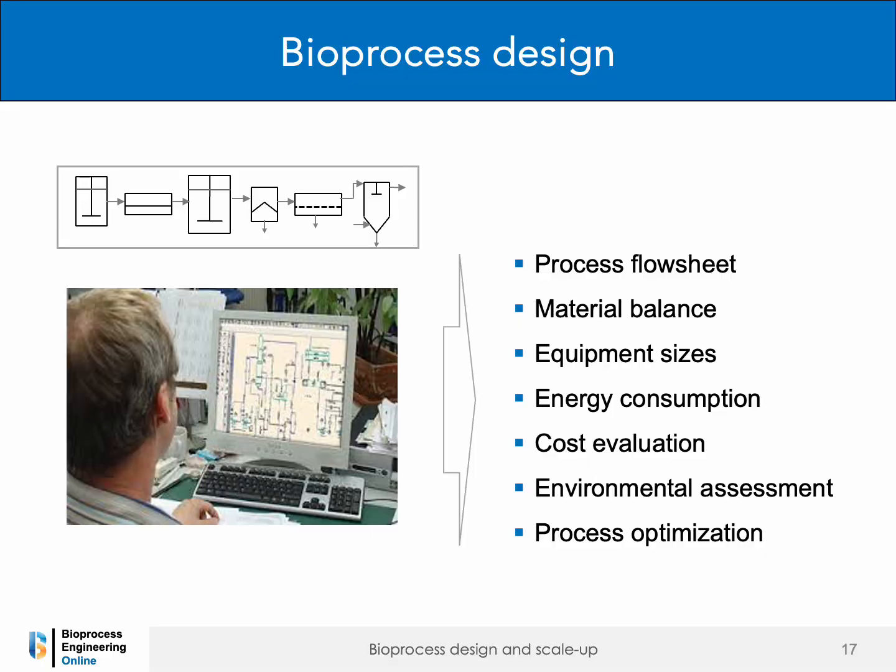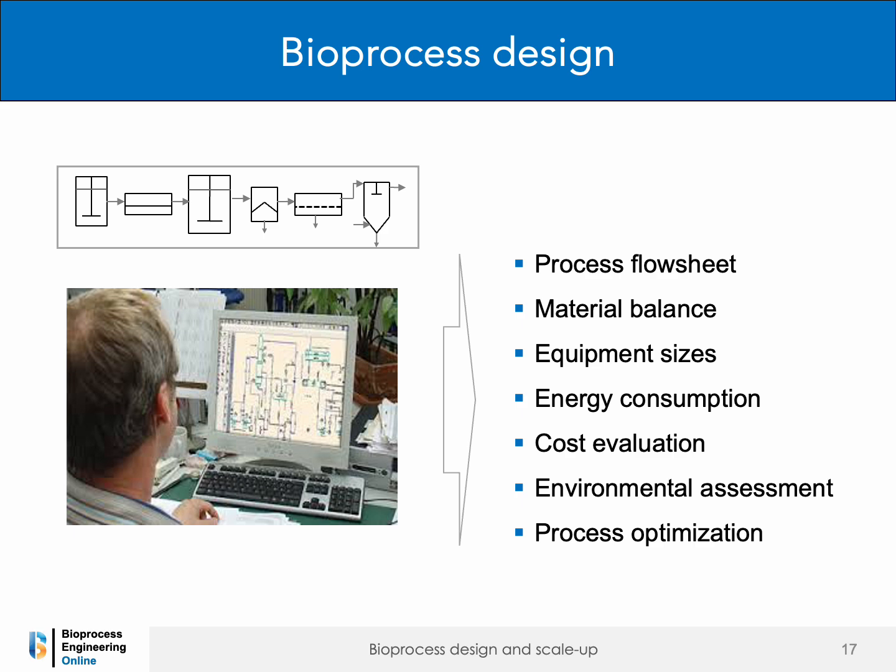In the third part of this presentation, we will delve into the sequential tasks performed by a process engineer throughout the design and scaling up phases of a bioprocess. The process design commences with the critical selection of the process diagram or flow sheet, outlining the sequence of operations essential for transforming raw materials into the desired final product.